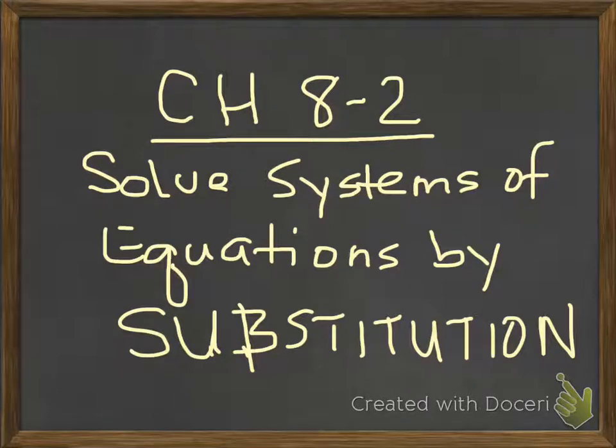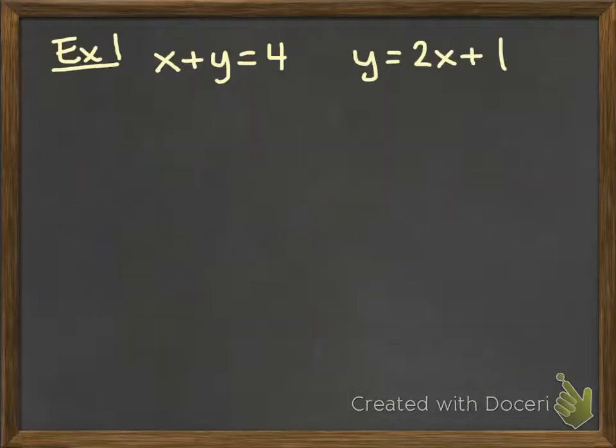Okay, Chapter 8-2 is solving systems of equations by substitution. Okay, example 1, we have two lines, x plus y equals 4 and y equals 2x plus 1. We want to find the solution for the system of equations, and that's where the two lines intersect. We're going to do this without graphing.